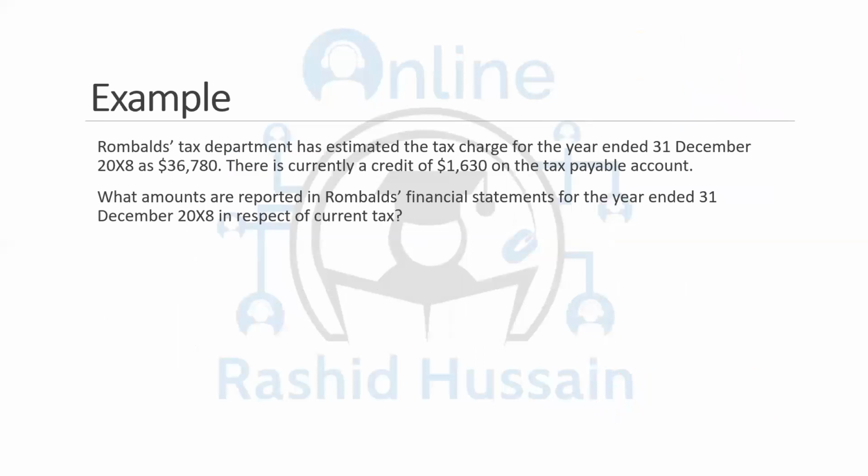Now we have two examples, and these are exam style examples. After doing these examples, you can simply attempt every question of the exam related to IAS 12. Rombell's tax department has estimated the tax charge for the year ended 31st December 2008 as 36,780. And they are simply asking us to prepare the extracts of the same year. So this means this is the current year tax provision.